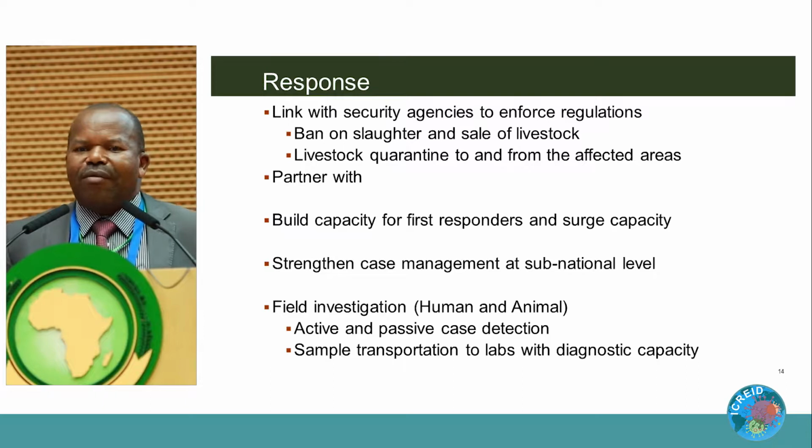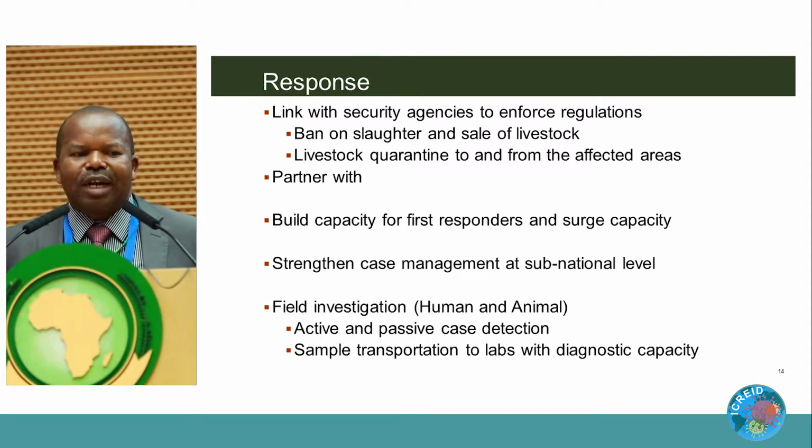Under response, we have a lot, and we think apart from linking with security agencies to enforce certain regulations as per the Public Health Act, including a ban on slaughter of sick livestock and livestock quarantine to and from the affected areas. As I said before, we need to do soft, not just hard, in terms of giving alternatives to these communities to be able to partner with us so that they understand that we understand what they're going through. Build capacities for the first responders, and the surge capacity should be known within the region where you're working.